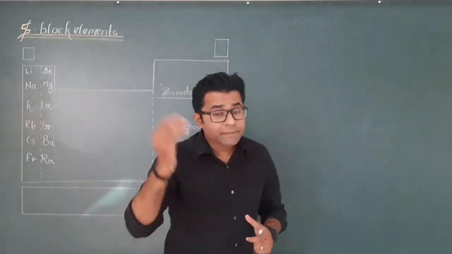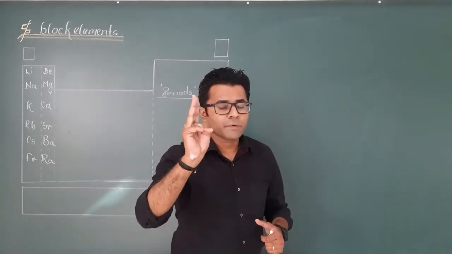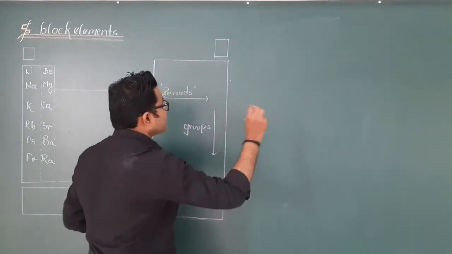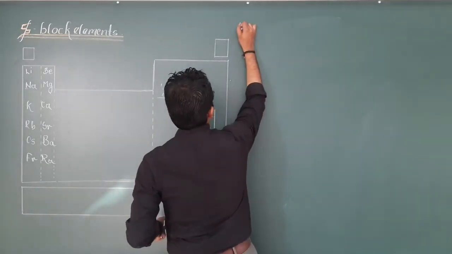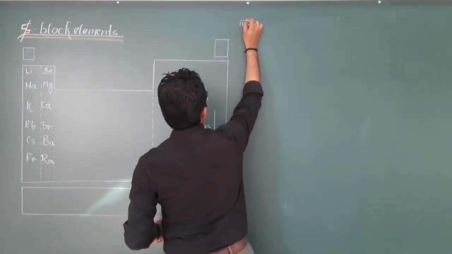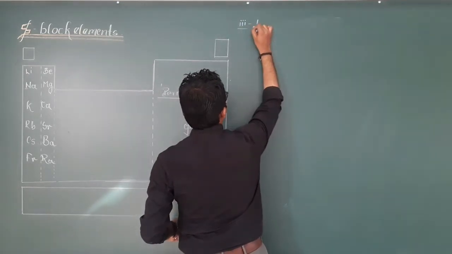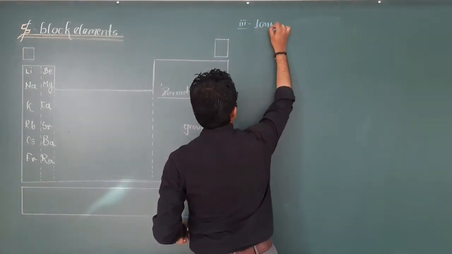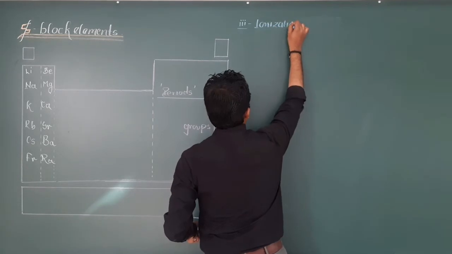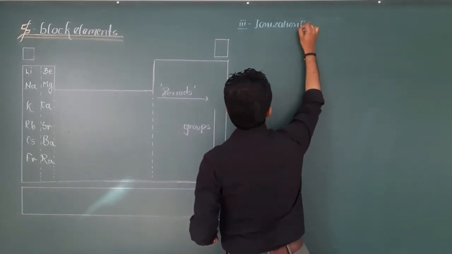Coming forward with the third property of the alkaline earth metals, the third property over here is going to be the ionization enthalpy.